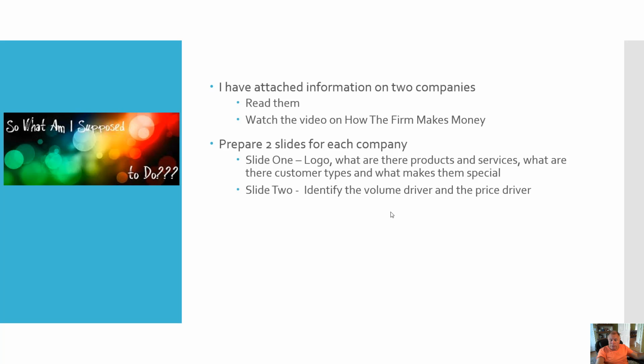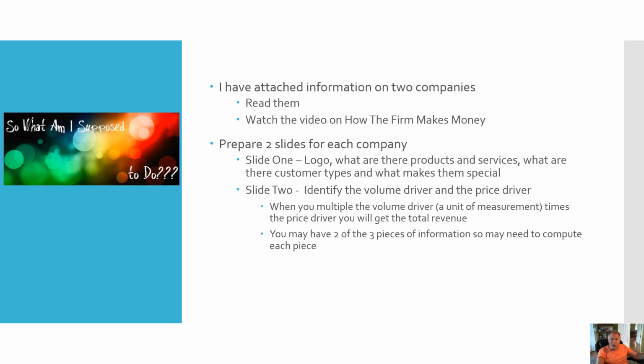That's slide 1. Slide 2, identify the volume driver and the price driver. The volume driver is always a unit of measurement. It's not in dollars, it's in units of measurement. When you multiply that by the price driver, you will get total revenue. Now, sometimes you have both, and sometimes you don't. So what you saw in the video on how the firm makes money, we were able to see some of them were there and some were not. But you may have 2 pieces of the information, so you may need to compute it.